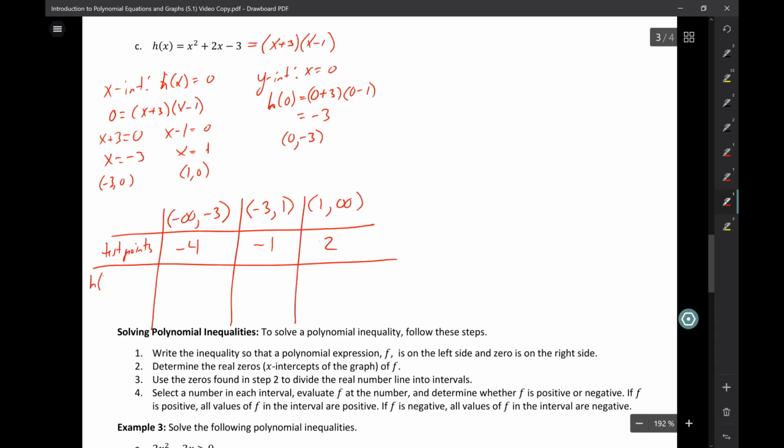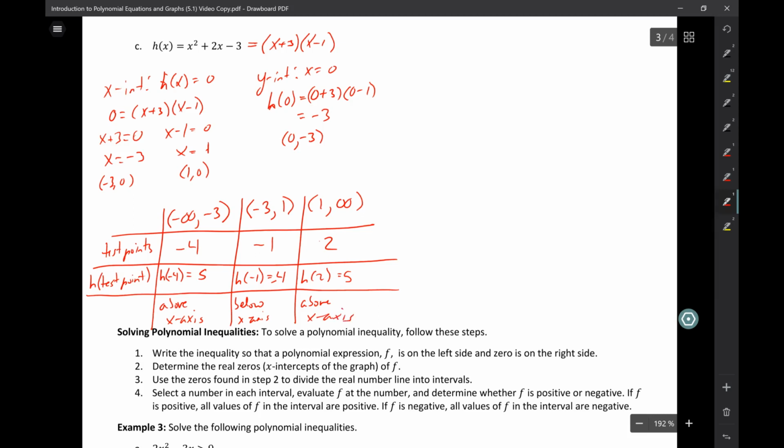We then find h of our test point, meaning everywhere we see an x, we put in whatever test points we chose. So h of negative 4 is going to give us 5. H of negative 1 is going to give us negative 4. And h of 2 is going to give us 5. Therefore, this is going to be above the x-axis between the intervals of negative infinity and negative 3. This is going to be below the x-axis. And this is going to be above the x-axis.